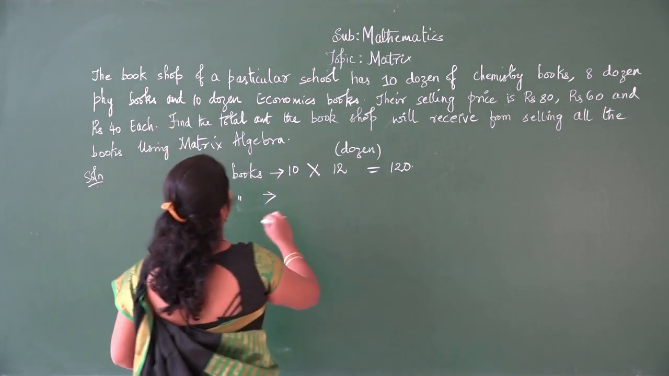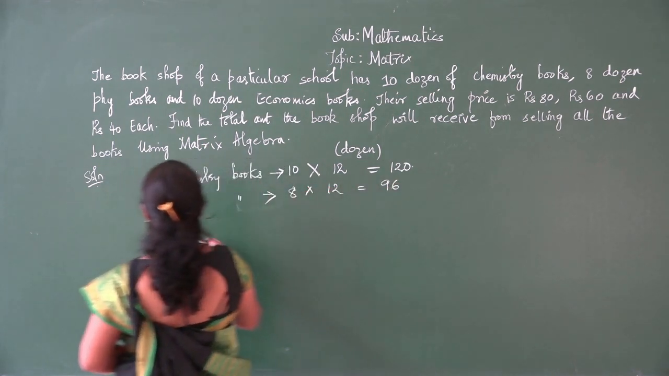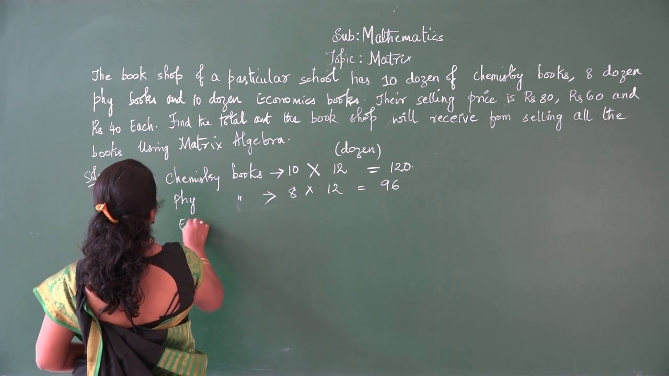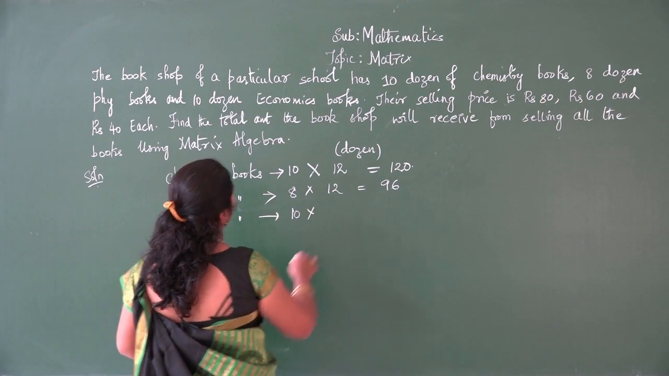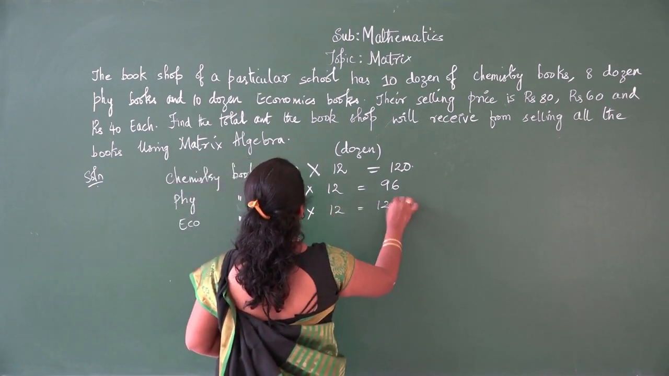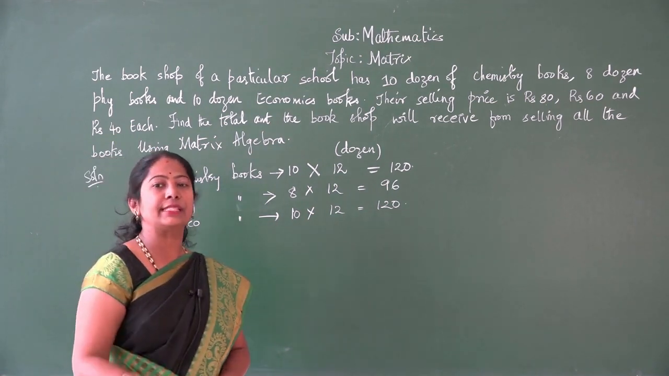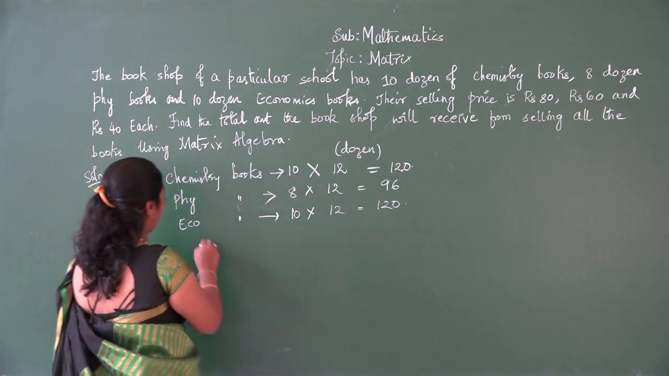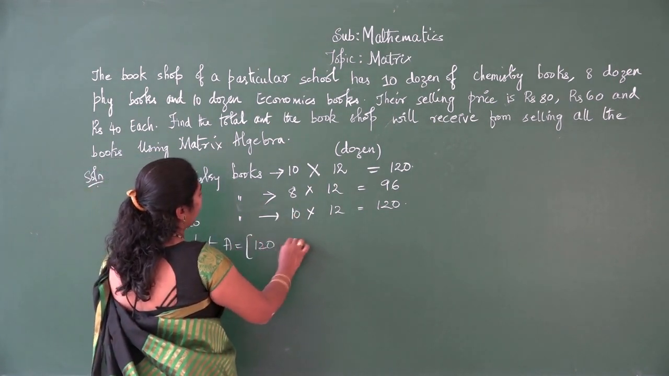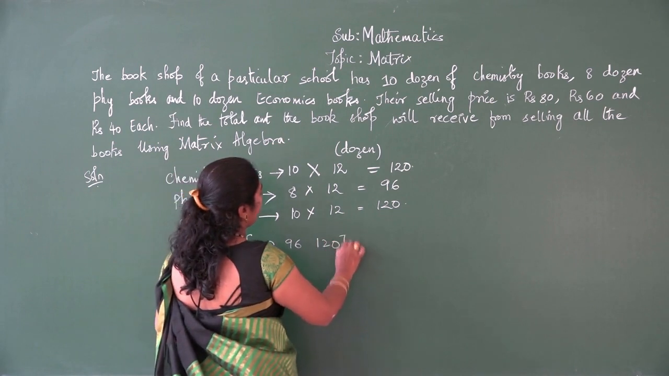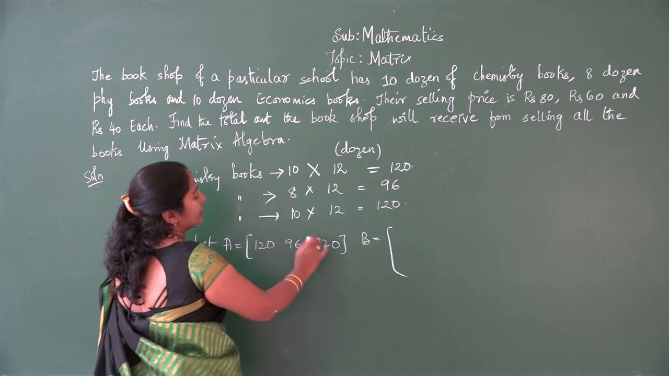Physics books we have 8 dozen. 8 into 12, so 12 8s are 96. Similarly, how many economics books do we have? We have 10 dozen economics books, which will sum up to 120. So we are supposed to find the total amount the bookshop will receive in selling all the books. So let A be, how many books we have? 120, 96, 120. Let the matrix A be 120, 96, 120.